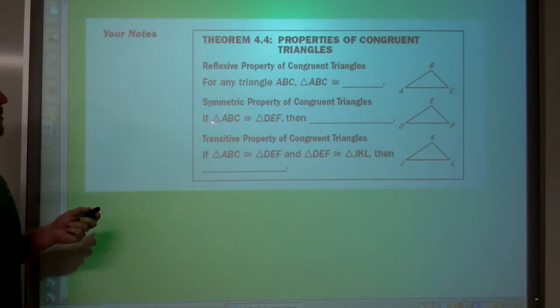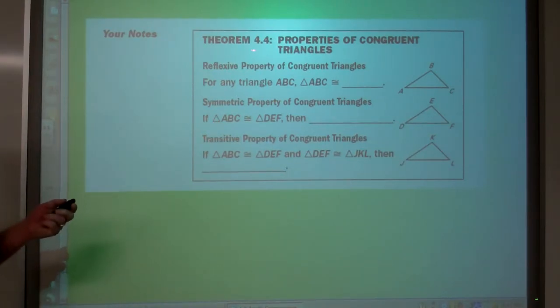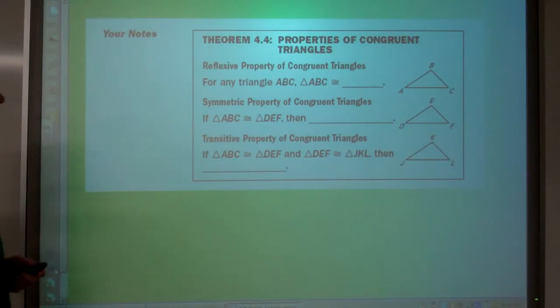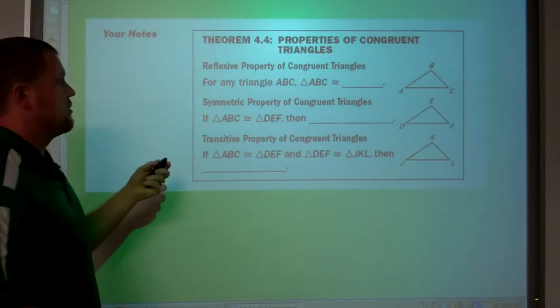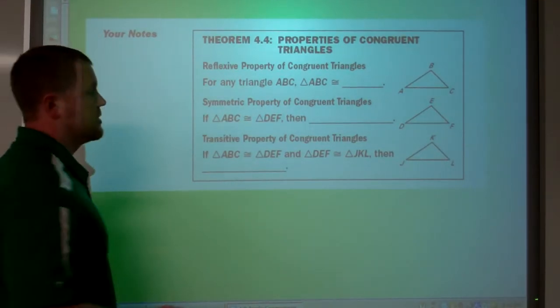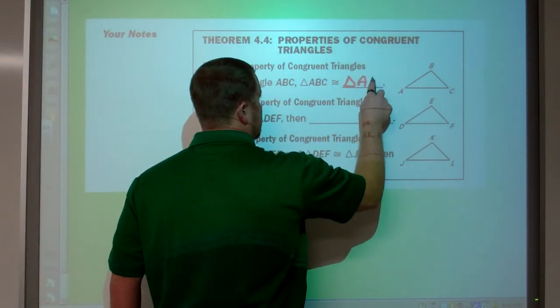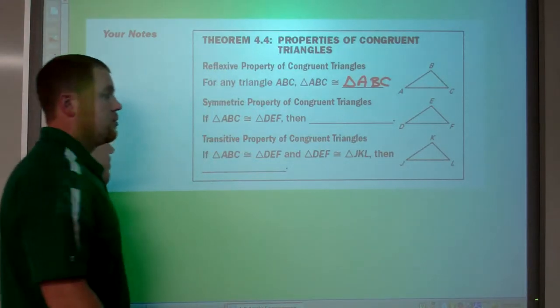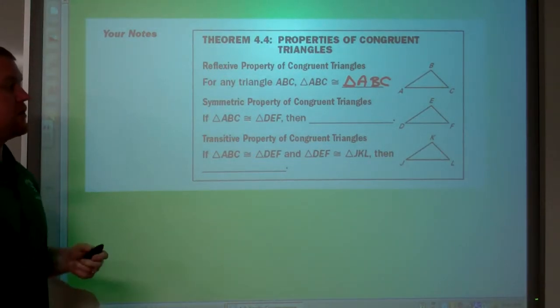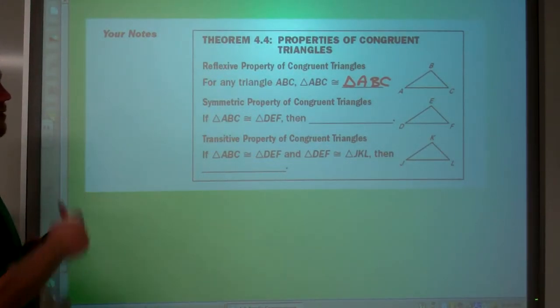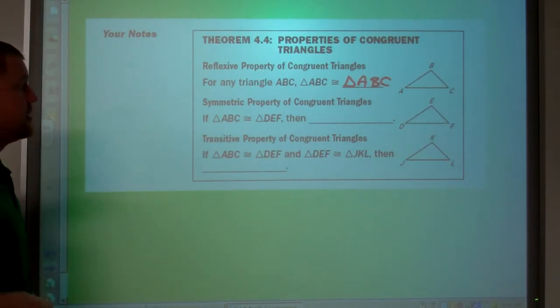Alright, reflexive, symmetric, and transitive. Okay, we've used those for segments and angles throughout. The same thing applies. Reflexive, something is congruent to itself. So triangle ABC is congruent to triangle ABC. It's congruent to itself. So the idea of reflexive has not changed from segments, angles, and now to figures, in this case triangles.